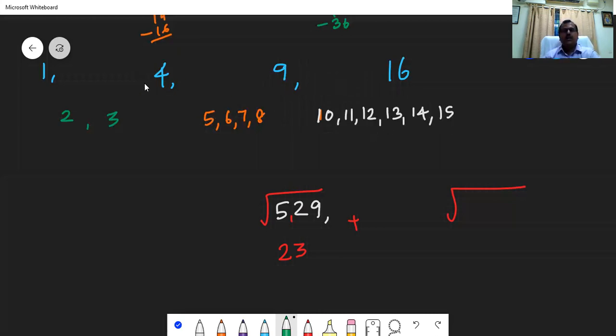If you come here, what is the square root of 4? 2. 2 into 2, so 4 non-square numbers are there. 4 plus 1, if you add 5, you can get the next square number. Like that, 23 into 2. How much? 46. 46 non-square numbers are there between them.